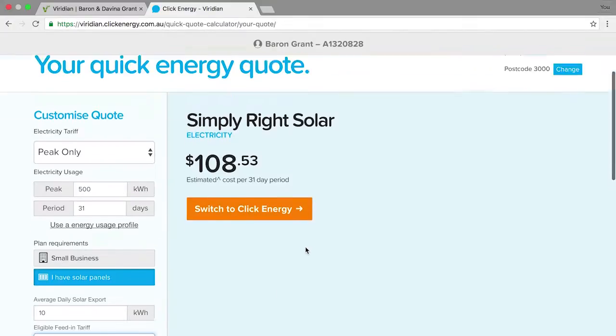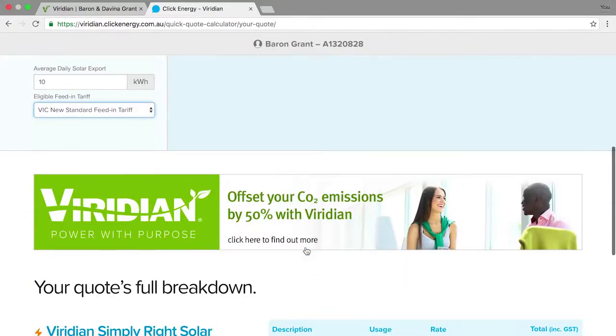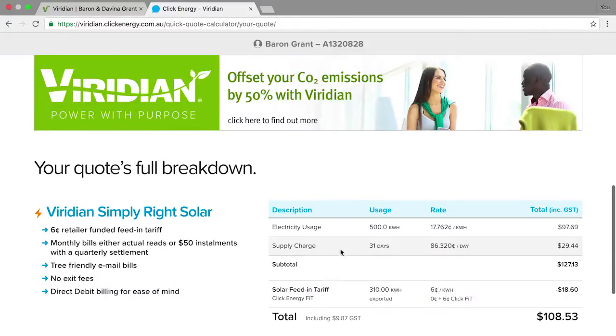Now, I will show you a way of being able to identify this. If you scroll down here, where you can talk your customer through the different rates that will be and their usage, you can see here for the solar export, the amount exported is directly above the word exported, and then there is the rates. So the total rate here is 6 cents per kilowatt. What that is is 6 cents from Click Energy, the feed-in tariff, and nothing, 0 cents from the government.